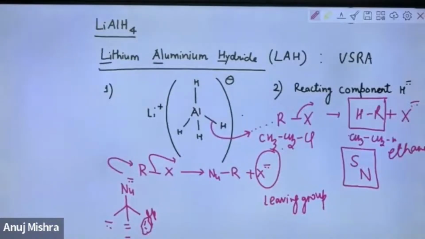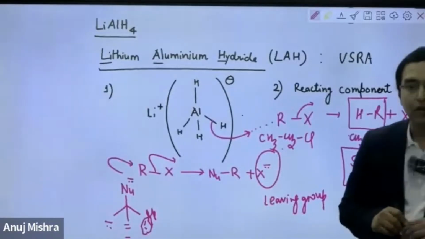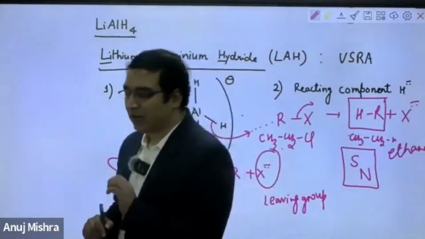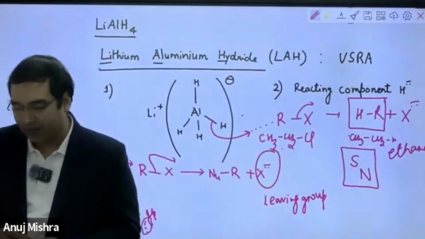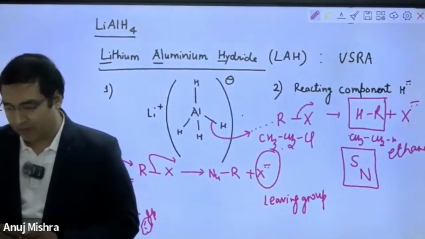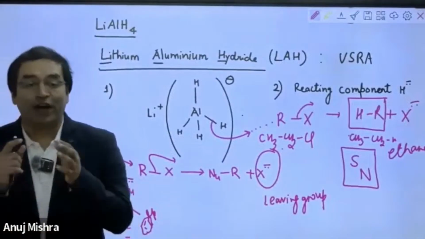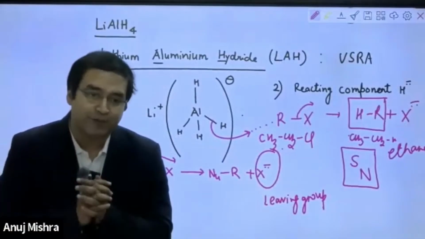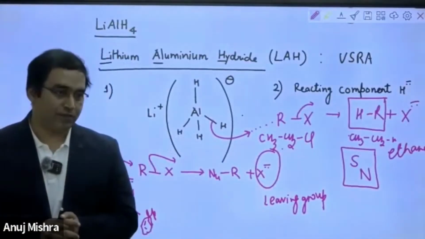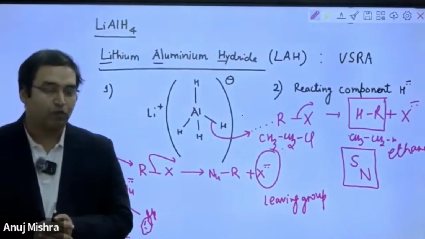H minus goes, replaces Cl, joins there. Sanjana, is it clear? Niharika, is it clear? So this is basically lithium aluminum hydride coming and replacing X in this case. And it's a reducing agent. Why is it a reducing agent? It's a provider of H minus. Hence, I'm calling it a reducing agent. Okay? Did you understand the whole process?